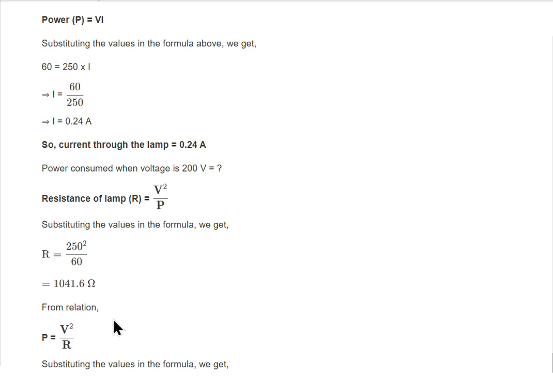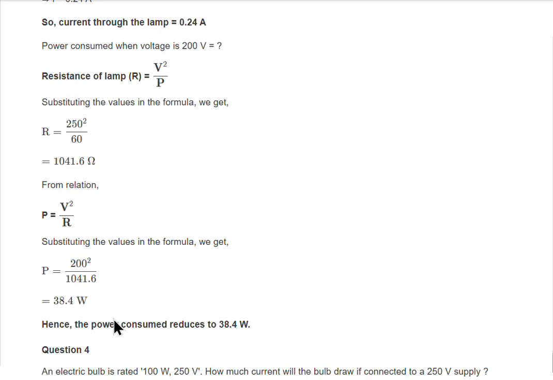Otherwise, another proportional method can also be applied. V square by P will be the same because the resistance is the same, so you don't need to find the resistance. We studied this in mathematics: if the ratios are equal, we can equate them. So apply the V square by P formula. For 250 volt the power is 60, and for 200 volt the power we don't know.